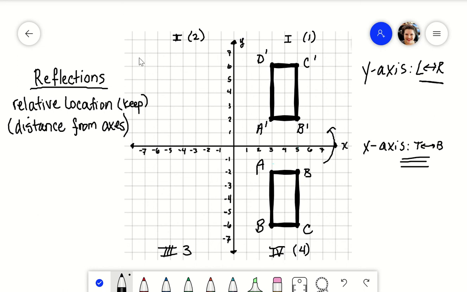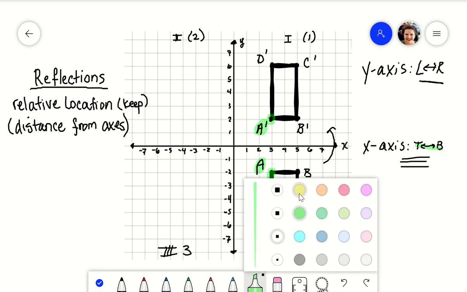Now what about this? Here we have the pre-image ABCD, and we have the image A prime, B prime, C prime, D prime. Now let's take a look at relative location in the shape first. Here, A is in the top left. A prime is in the bottom left. That means it has changed from top to bottom. That's a good start. Now let's look at its location relative to the axes.